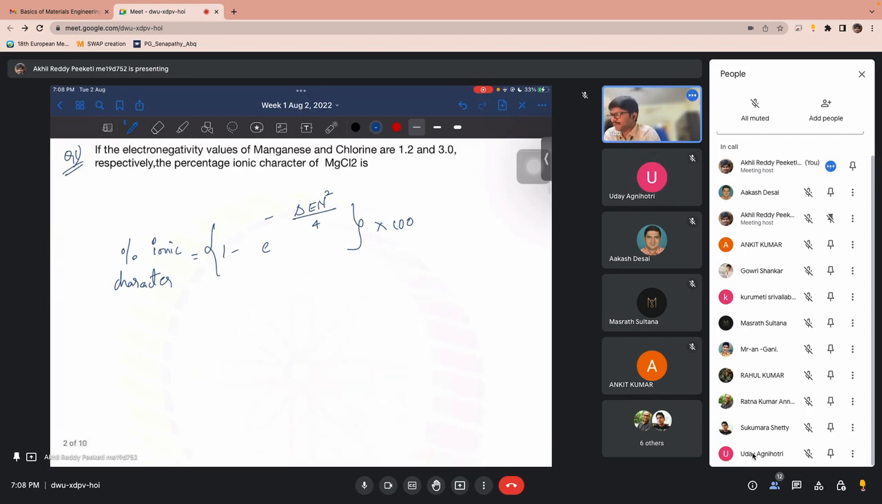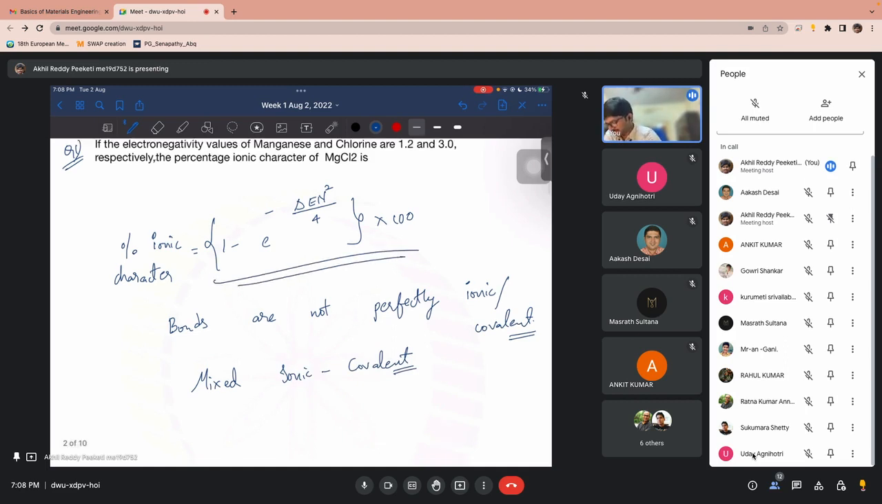The reason we are looking at percentage ionic character is because in reality the bonds are not perfectly ionic or perfectly covalent. In general, there could be atoms or molecules which are perfectly ionic or perfectly covalent. But for the mixed cases where it's a mixed ionic covalent bond, to characterize such bonds we use this percentage ionic character, which is given by this formula.